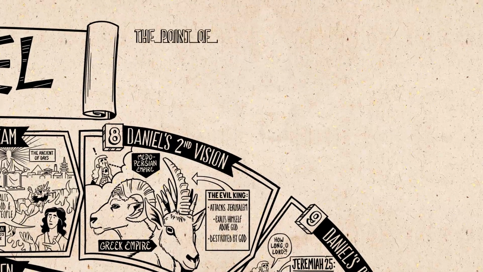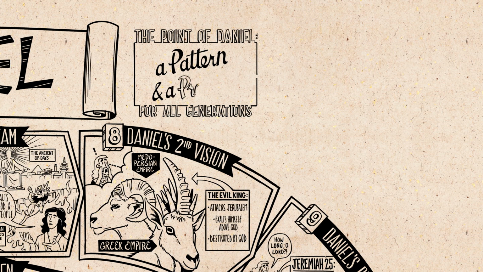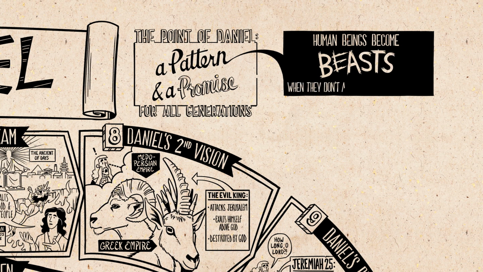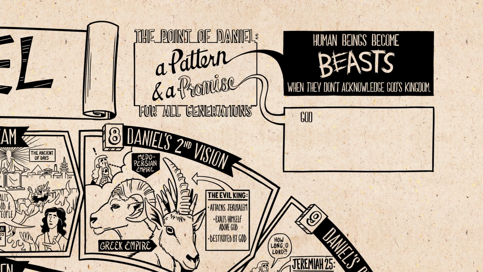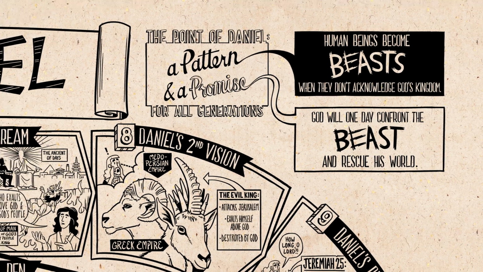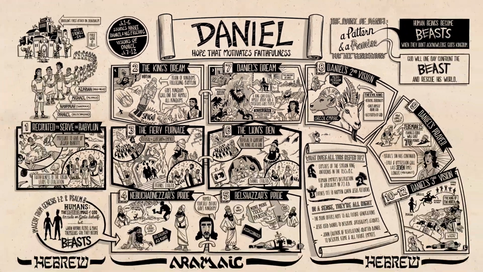And so the point of Daniel is that all generations of readers can find here a pattern and a promise. It's a pattern that human beings and their kingdoms become violent beasts when they glorify their own power, when they redefine right and wrong, and don't acknowledge God as their true king. But Daniel also holds out a promise that one day God will confront the beast. He will rescue his world and his people by bringing his kingdom over all nations. And so for every generation, this book speaks a message of hope that should motivate faithfulness. And that's what the book of Daniel is all about.